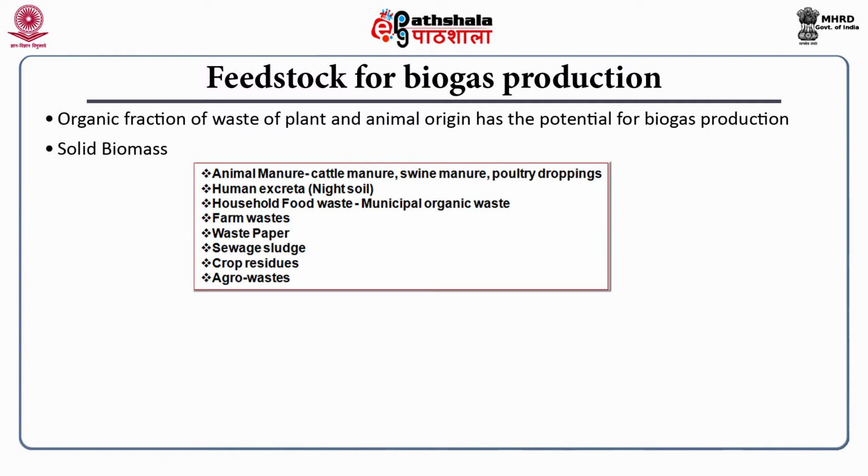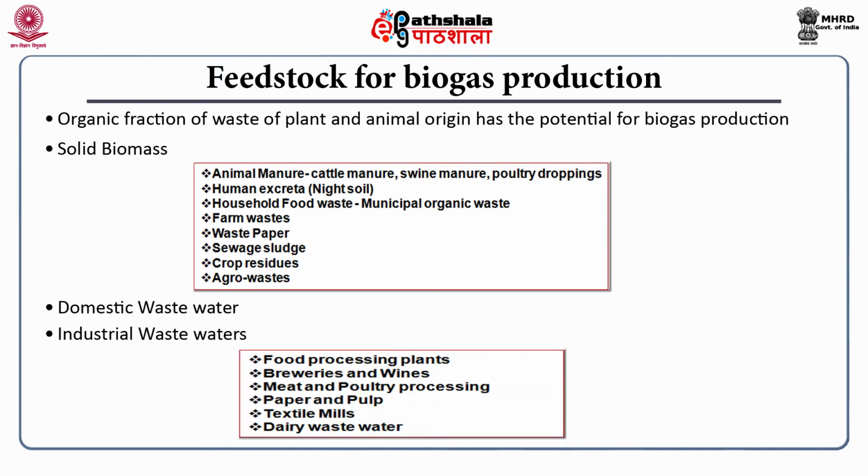The liquid organic waste like domestic wastewater, which contains organic carbon, and industrial wastewater like the wastewater produced from food processing plants, breweries and wineries, meat and poultry processing, paper and pulp, textile mills and dairy wastewater. Manures are widely used feedstock for biogas production. The biogas yield per ton of fresh cattle dung is around 55 to 68 cubic meters.